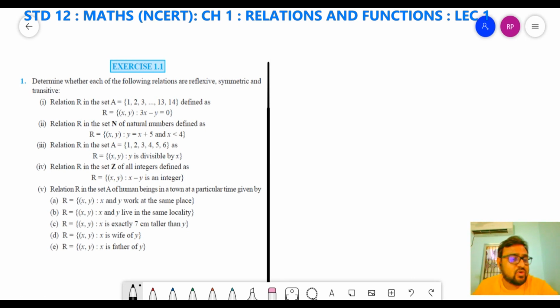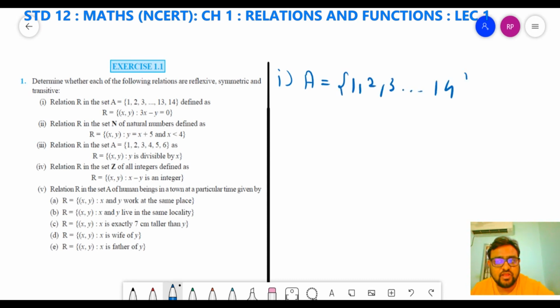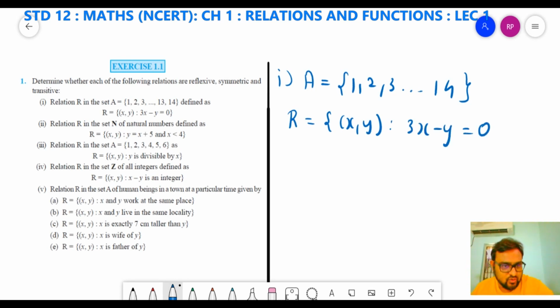Okay. Question number 1. Determine whether each of the following relations is reflexive, symmetric, and transitive. Okay. Let's take the first one. It is given that A is equal to {1, 2, 3, up to 14}. And the relation R is equal to {(x, y) such that 3x minus y equal to 0}.